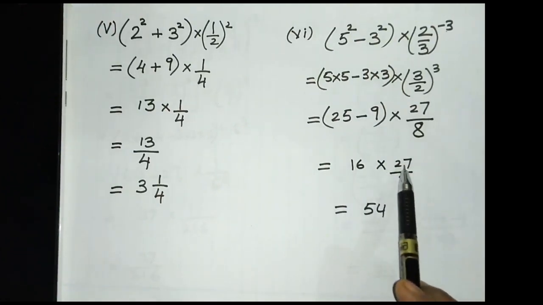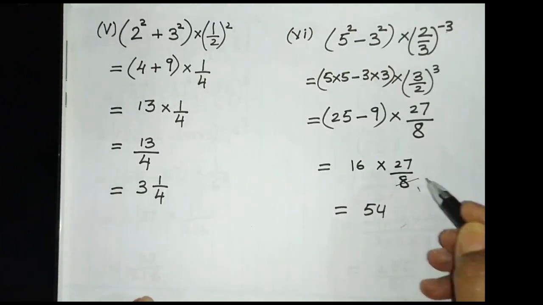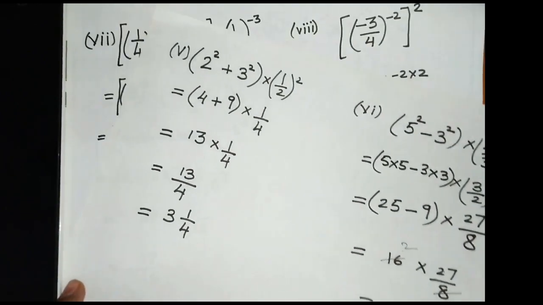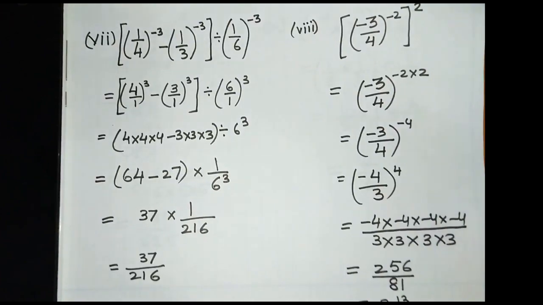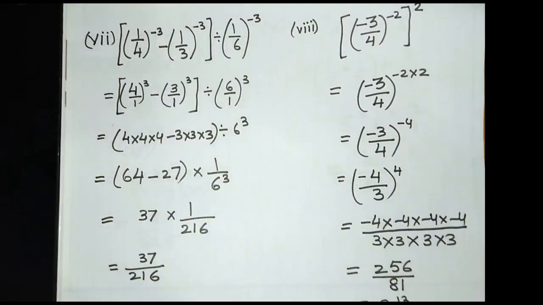16 multiplied by 27 by 8. We can cancel 8: 2s are 16, so 2. 27 into 2 is 54. That's our answer.